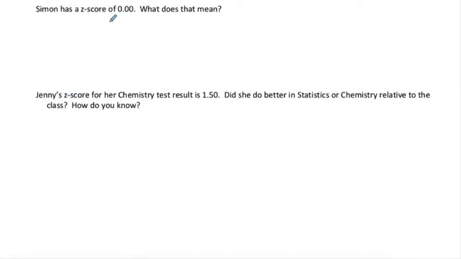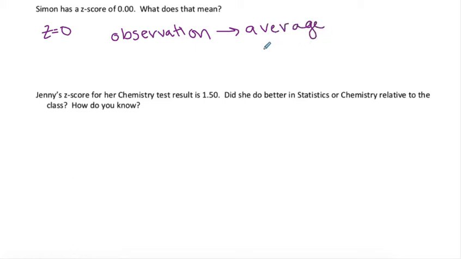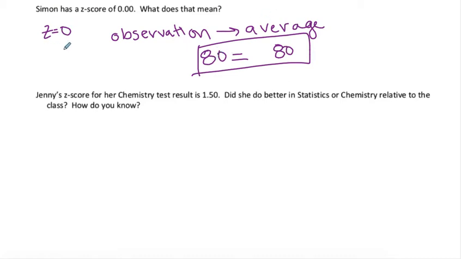So if Simon had a z-score, we don't know what his observation was, but we know his z-score was 0. What does that mean as far as his actual observation? And so when we think of a 0 z-score, that means the observation had to equal the average. All right. So if we know the observation has to equal the average, and we know this 80 is the average, it means that Simon was the average. He scored that 80% on the overall test.